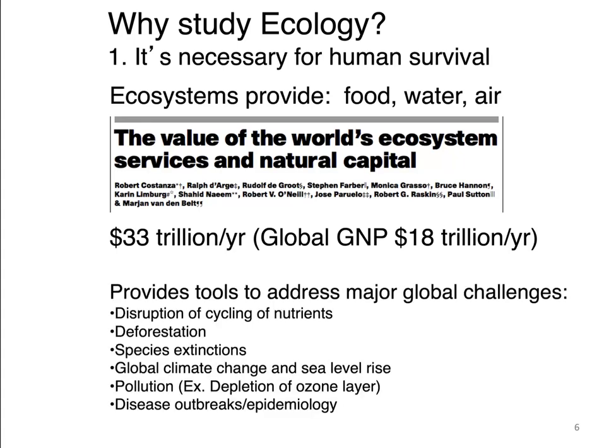And ecology also provides really important and useful tools to address major global challenges. So things like the disruption of nutrient cycling, deforestation, species extinctions, things like climate change and sea level rise, issues related to pollution like the depletion of the ozone layer from the release of chlorofluorocarbons or CFCs, and things like disease outbreaks and epidemiology. So understanding, for example, COVID, and that a lot of evidence supports that it may have been a zoonotic disease that was transferred from bats to humans, it's ecologists, population biologists, community biology, epidemiology. All of these things are tools that come from the field of ecology and understanding species interactions and how diseases spread between individuals and across different species.